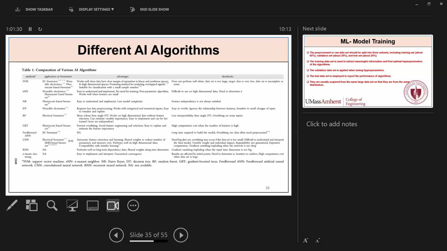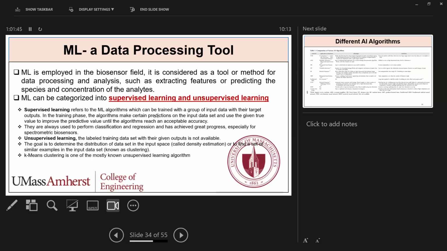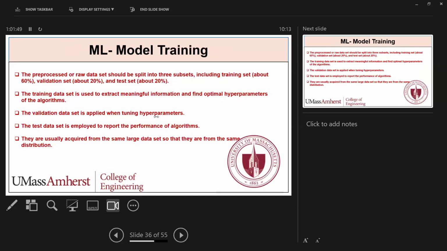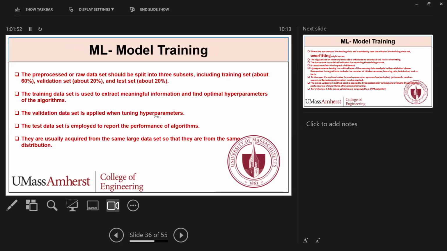Yeah, you're right. There are so many machine learning models and algorithms that have been used for the application of biosensors, and they have some drawbacks. Everything has its own drawbacks. So, how do we train the model?